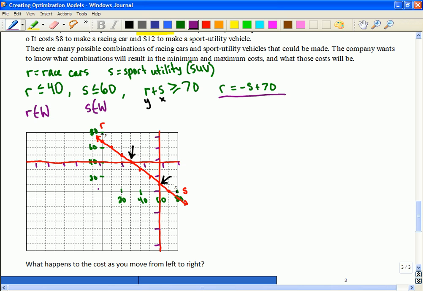Now my favorite point is available, so I will test that one. Is 0 plus 0 greater than or equal to 70? Oh darn, it's not. So it's going to be on this side. So let's just see if we can pick out, there's 1, 2, 3, 4, 5, 6, 7 areas. Okay, so 6 is the one that we want. So this is the spot we're looking for.